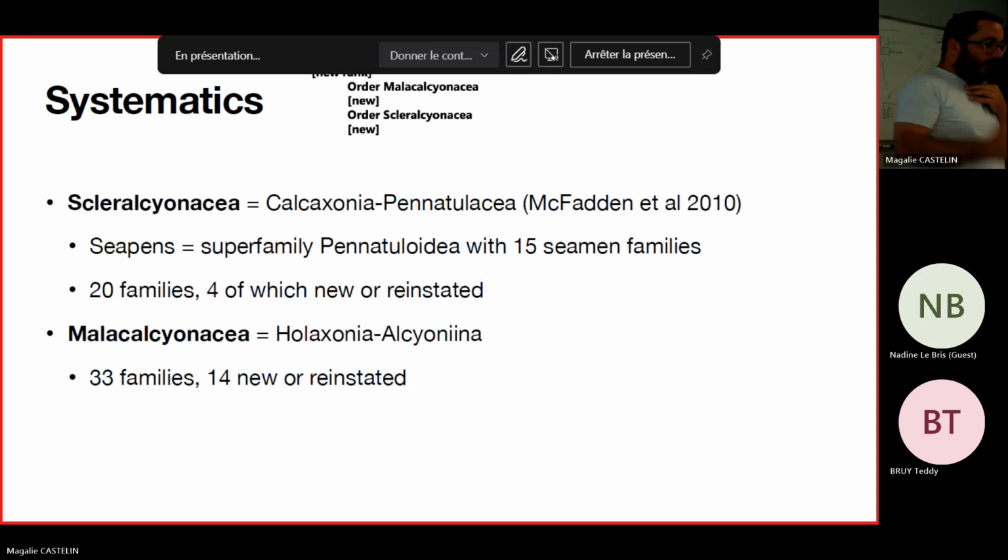The first one groups all the pennatulaceans in one superfamily. So you have 15 pennatulacean families within one superfamily. Okay, that's all I'm going to say about sea pens. And then the rest are 20 families, four of which are new or reinstated. Okay. In the Malacalcyonacea, there are 33 families, 14 of which are new or reinstated.